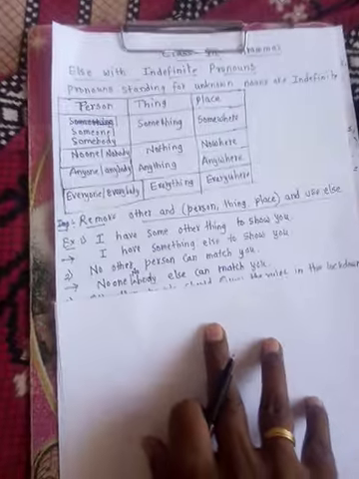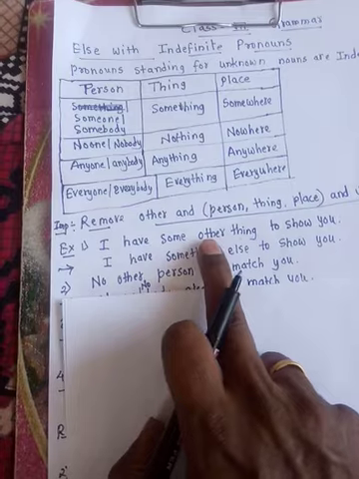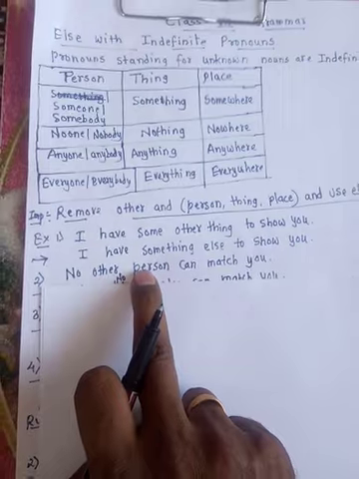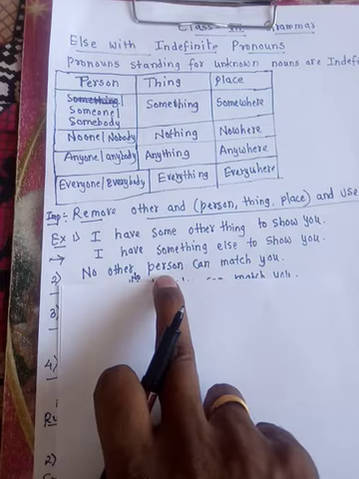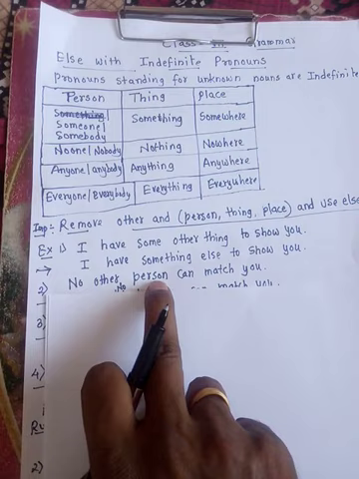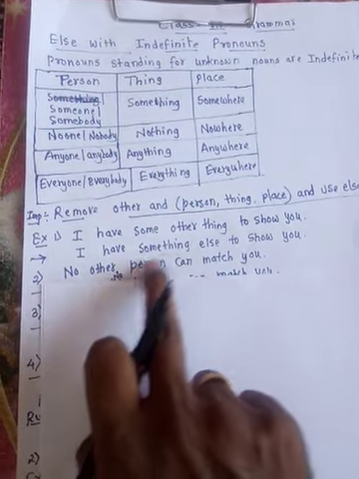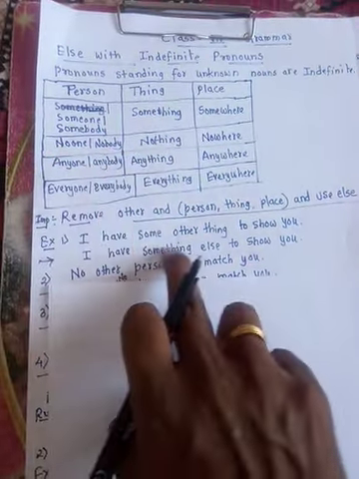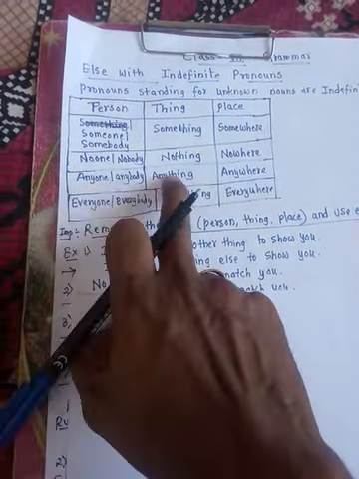Look at the second sentence. No other person can match you. Now see here, instead of some other thing, what is there? No other person. No other means you have to take the word beginning with no. Now what does it stand for? Does it stand for thing? No, it does not stand for thing. Does it stand for place? No. No other person, it stands for person. So for person, from no, it is no one or nobody. So you have to replace this complete phrase no other person using the word no one or nobody.